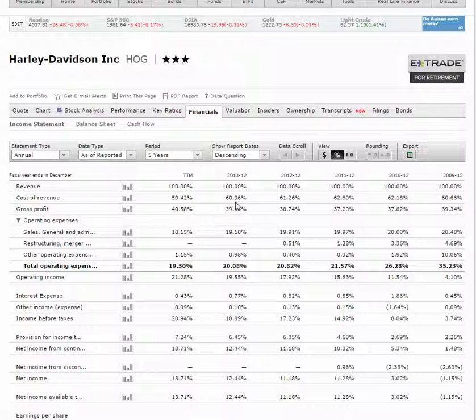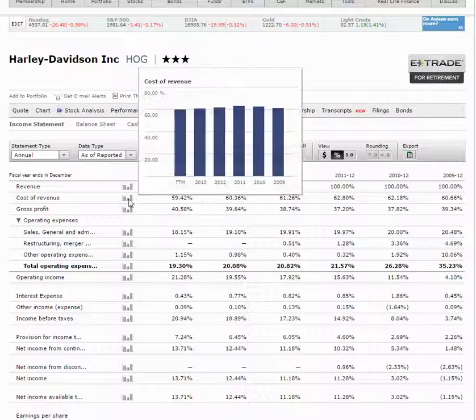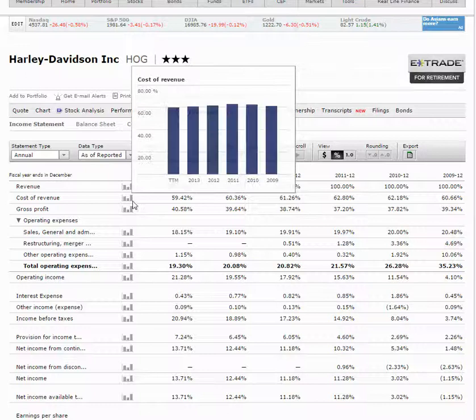So as a percentage of sales, the cost of revenue is actually going down. And you can see these little graphs over here. You can actually view what's happening to the cost of their goods sold over time. So it's trending downwards. You can see in 09 and 010 it was trending upwards. Now it's starting to trend downwards as a percentage of sales.